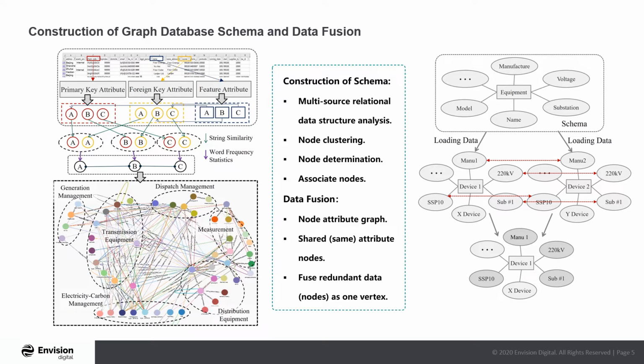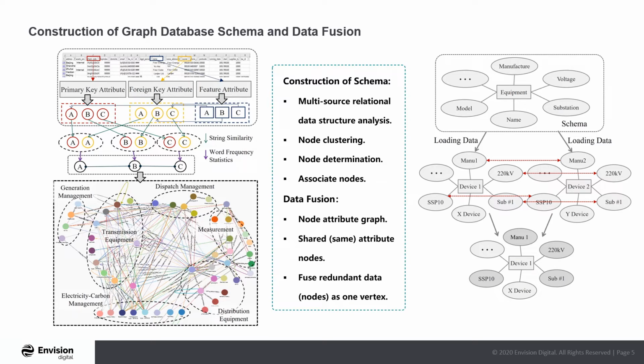In the node determination part, in each clustered node graph, the node name of the cluster graph is determined according to the word frequency statistics. Then we associate nodes according to the connection relationship between primary and foreign keys. We use edges to associate nodes to produce a schema that meets the requirements of one graph of electricity carbon.